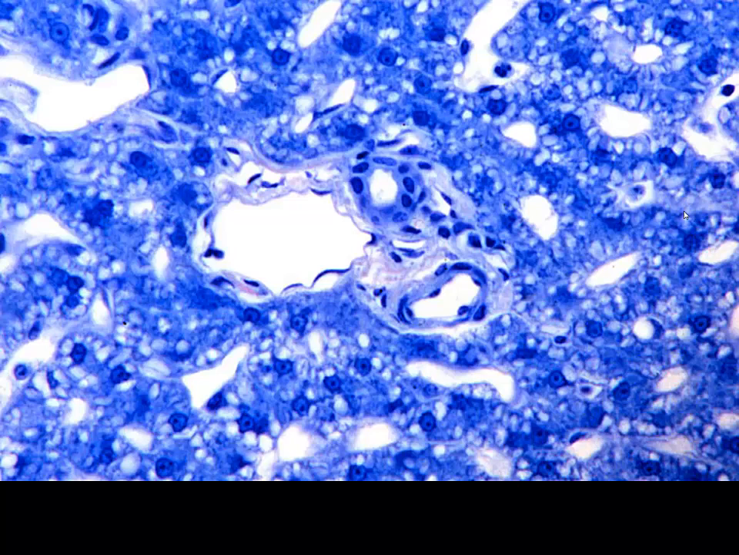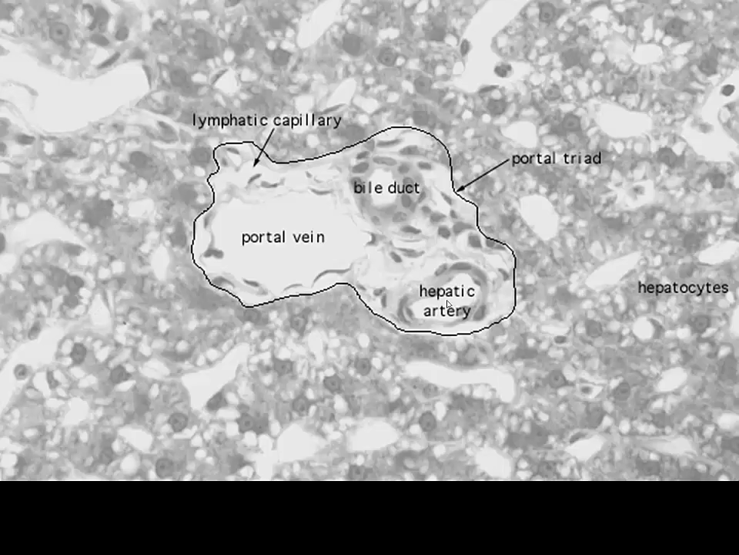Now, here we have somewhat of a small hepatic triad. We have our venous supply. We have our arterial supply. We can see our flattened endothelium. And here we have fairly low cuboidal cells. So this is going to be the bile duct, a branch of the hepatic vein, a branch of the hepatic artery. And that's going to make up our hepatic triad.